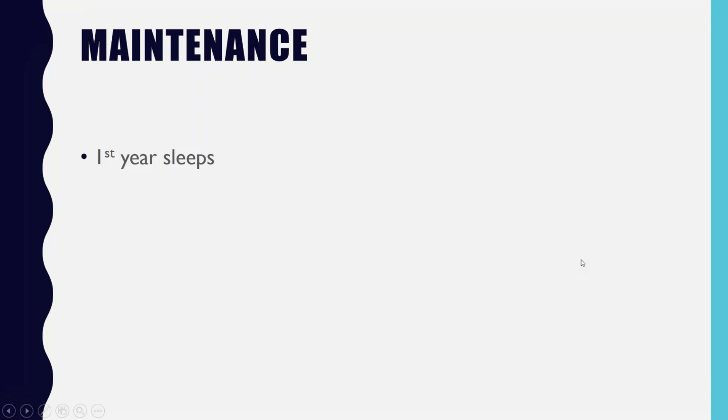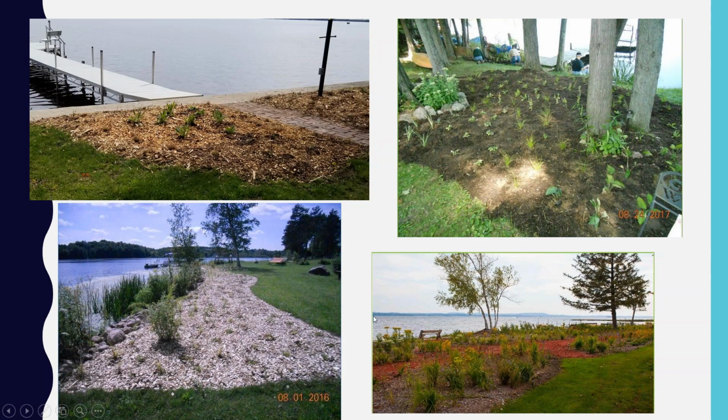So one of the big things that has been said about these native plant projects is they're low maintenance. And while that is true, it is untrue for the first 3 to 5 years. So with native plants, the rule of thumb is the first year it sleeps. That means you put the plants in, they're not going to grow much, they're just going to kind of stabilize, get their roots in, so you're not going to see a lot of growth. So these are different examples of projects in their first year. You can see they're just small plants. You don't see a lot.